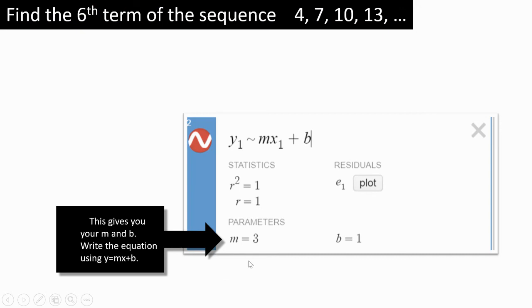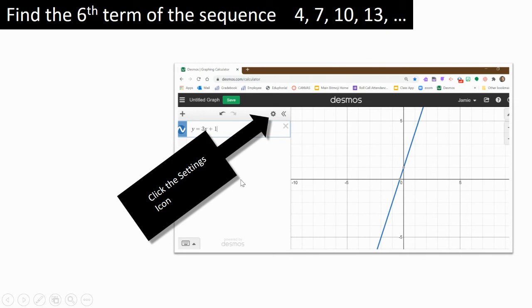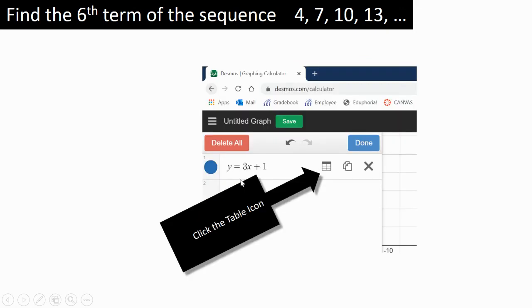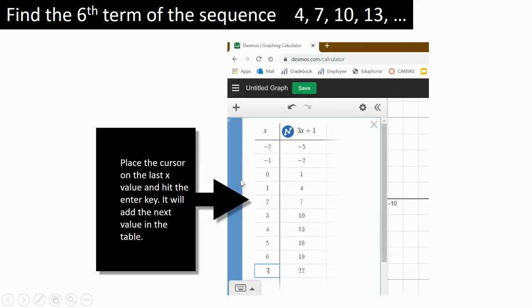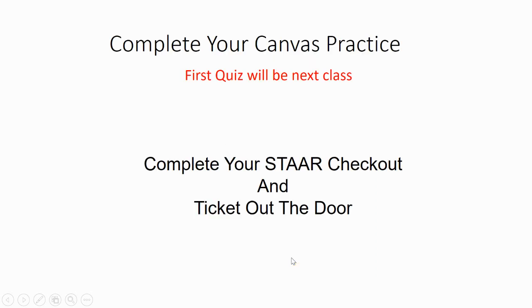All right? Now, I want you to notice what it gave you down here at the bottom. It told you the slope is 3 and the y-intercept's 1. And so now you can build that equation, y equals 3x plus 1. When you go back into Desmos and you plug that equation in, it's going to graph it for you. And then all you have to do is hit Settings, Table, and it builds you a table of that equation. And so now you go down and you see I have 6 and 19. So I don't care which one that you use.